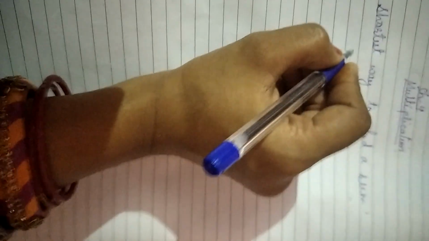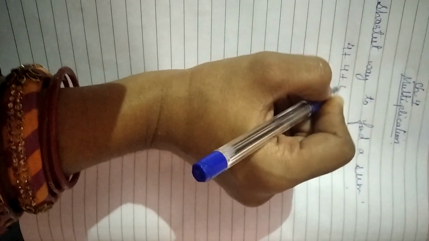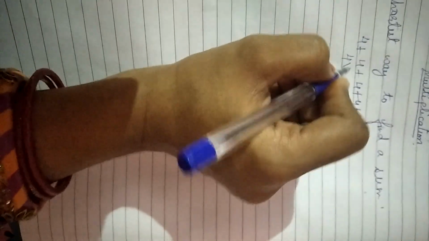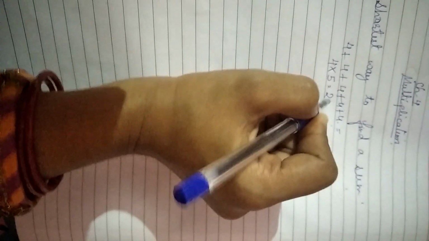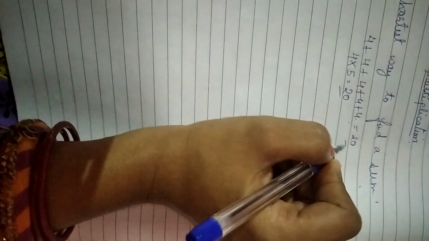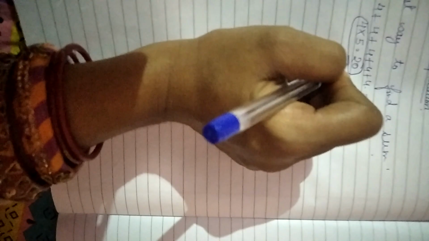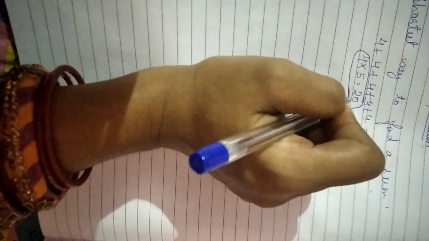Like for example, if I am taking 4 plus 4 plus 4 plus 4 plus 4. Adding this number 5 times takes a lot of time, and multiplying this number by 5 takes less time. So the sum that we get is the same, but multiplication is the easiest, shortest way.